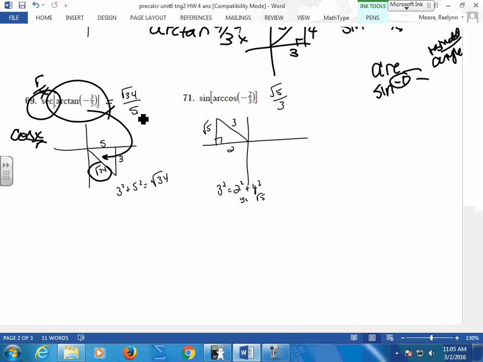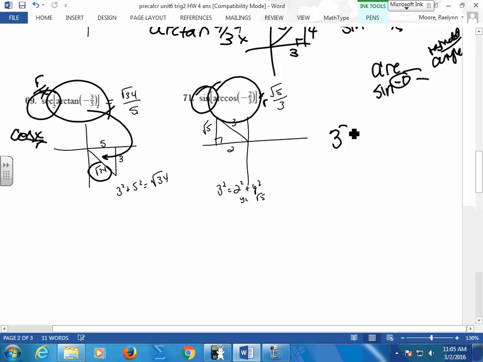Remember the arc, the signs with the negative ones, they're restricted. This guy, where is cosine restricted negative? 2. I drop a triangle in 2. X over r, 2 over 3. So I don't know yet what they want. Oh, they want the sine of this. So I need to find the y value.